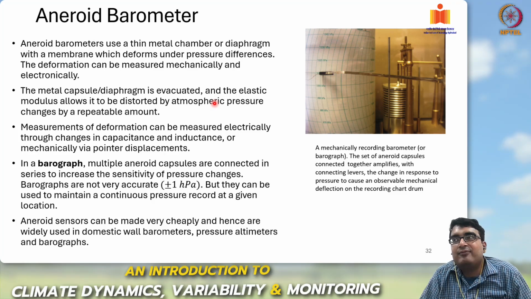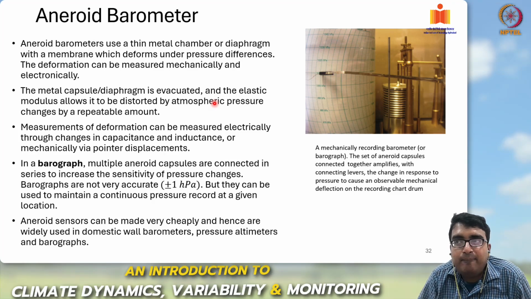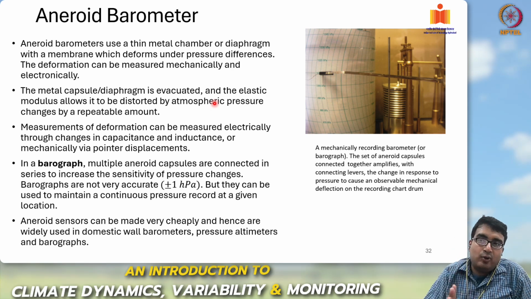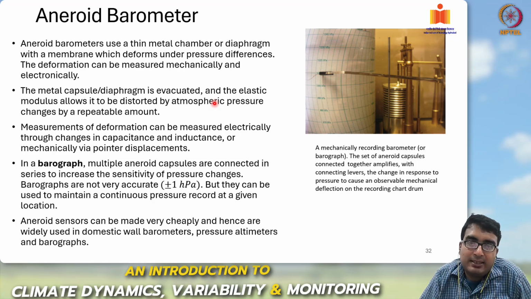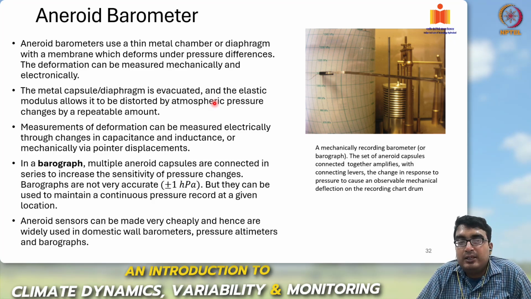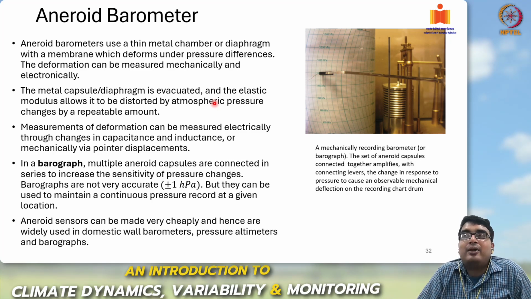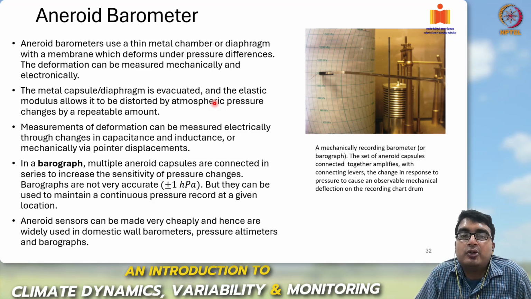If both sides have the same pressure, then there would not be a differential force deforming that membrane. But because one side is evacuated, it feels the pressure from the other side, which deforms the membrane, and the elastic modulus of the material allows it to be distorted by the atmospheric pressure changes by a repeatable amount. Because the material is elastic within a certain band, it can go back to its original configuration once the pressure is removed.